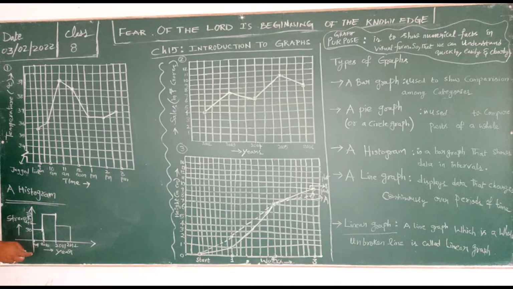Between the intervals means 2009 to 2010, 2010 to 2011, 2011 to 2012. So in between, this many students studied in that school. Let's say in the 8th standard, 2009 to 2010, 30 students, 2010 to 2011, 50 students, 2011 to 2012, 40 students. In such a way we are comparing intervals, and that is the reason this is called a histogram.